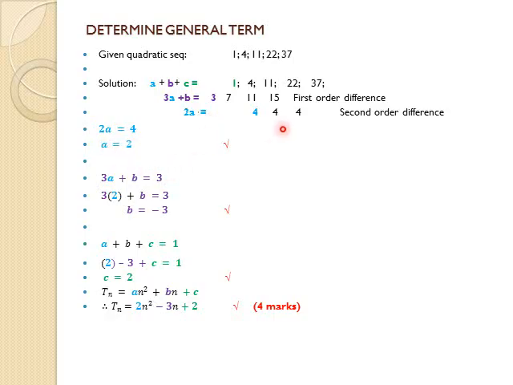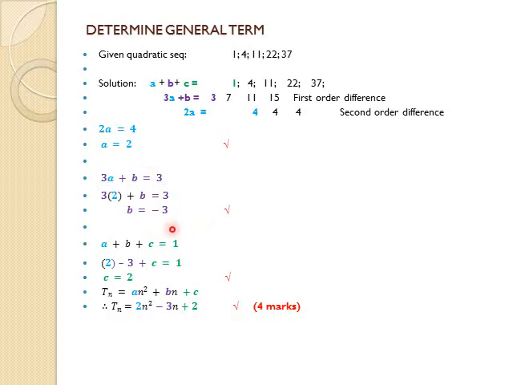So say 2a equals 4. 4 divided by 2 gives me a equals 2. Now I'm going to substitute there in the place of a. 3a plus b equals 3. So a is 2. 3 times 2 would give me 6. If I take positive 6 over, it becomes negative 6. So 3 minus 6 would then give me negative 3.